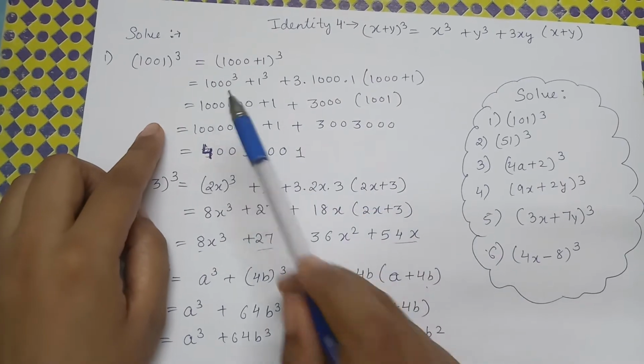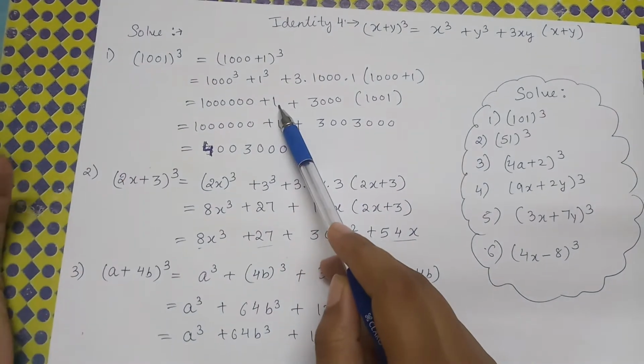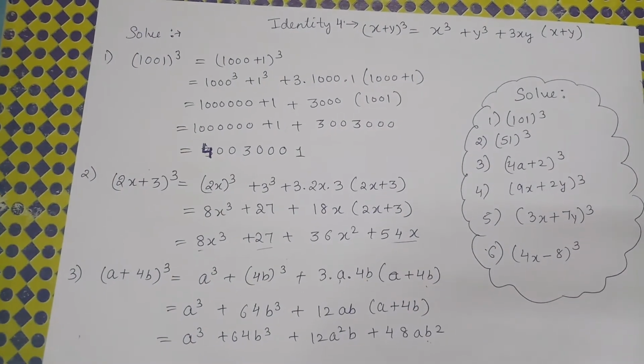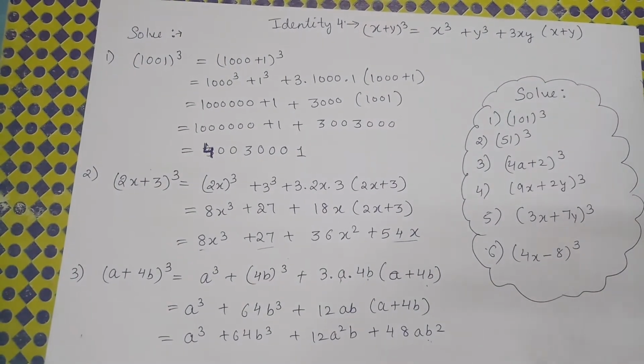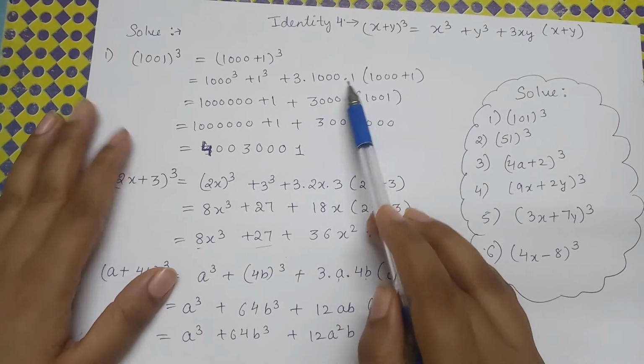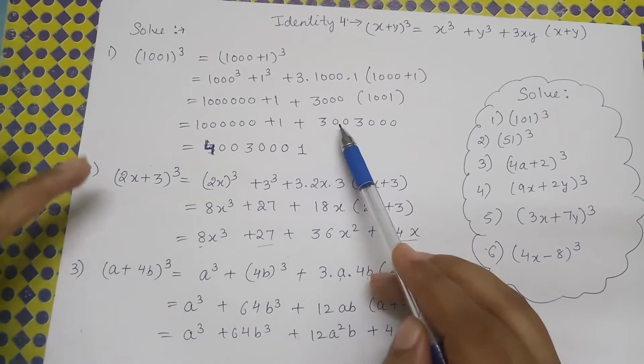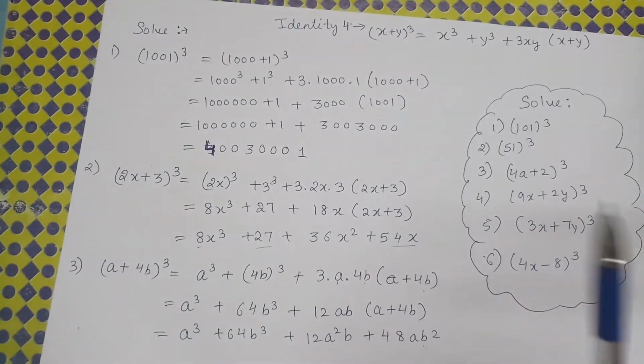1000 cube is 1 followed by 9 zeros, plus 1 cube is 1. 1 multiplied infinite times gives 1. Next, 3 into 1000 is 3000, into 1, 3000, bracket 1000 plus 1 is 1001. After solving this you get the answer easily.